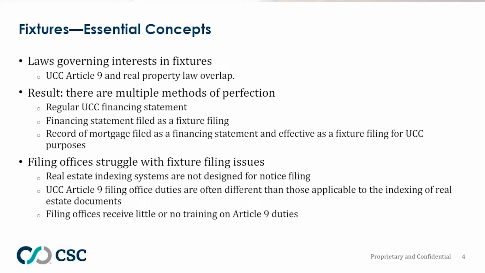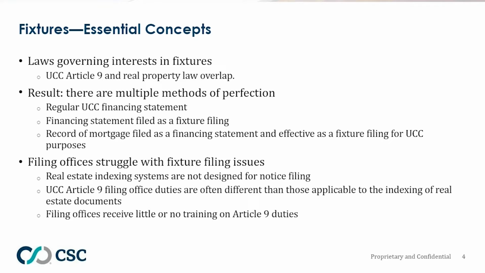And the real estate or the land records offices were not designed for the UCC notice filing system. They're designed to track a chain of title in real estate transactions, not a notice filing system, which is what Article 9 has for filing records at the state level. Also, the filing office duties required of these offices under Article 9 are different from those applicable to real estate records. And the problem there is that the county recorders will oftentimes impute real estate concepts to UCC fixture filings where they don't apply. And that can complicate the filing and search process.